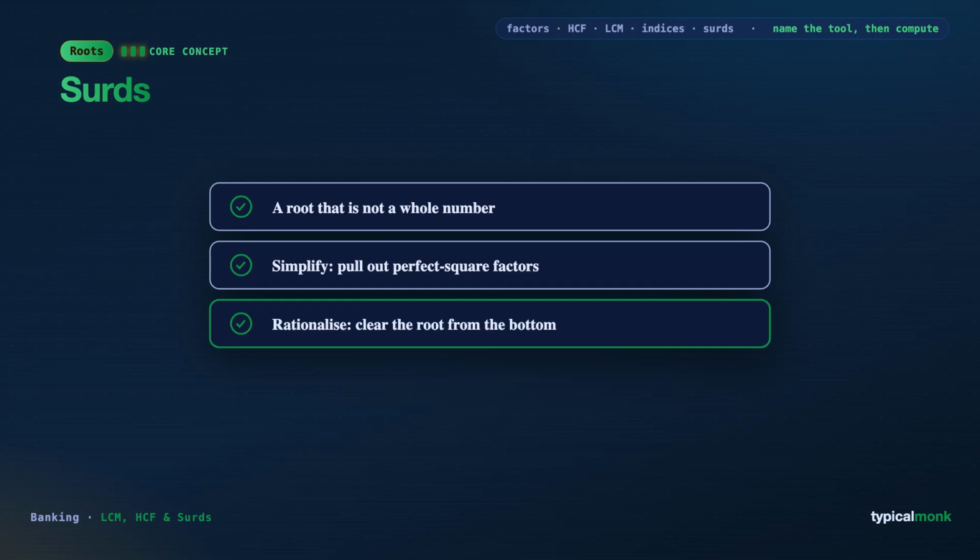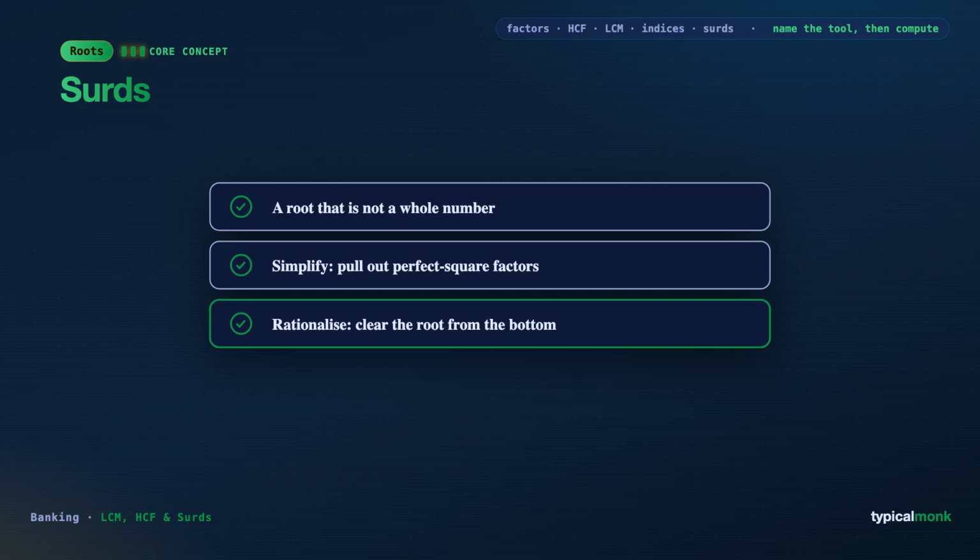The second skill is rationalizing the denominator, removing a surd from the bottom of a fraction, because a root in the denominator is considered untidy and hard to work with. If you have 1 divided by the square root of 2, you multiply both the top and the bottom by the square root of 2. The bottom becomes 2, a whole number, and the fraction becomes the square root of 2 over 2. You have not changed the value, only made it neat and easier to handle.